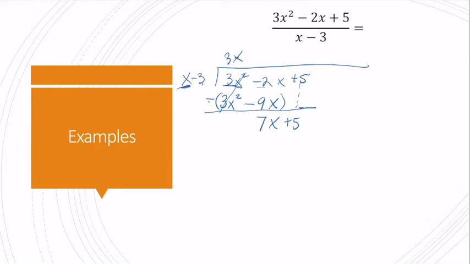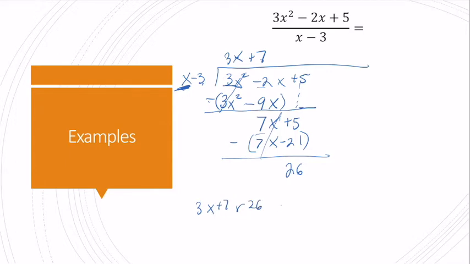So next I look at 7x and I say, okay, what do I multiply x by to make it look like 7x? The answer is going to be 7. 7 times x is 7x. 7 times negative 3 is negative 21. If I'm subtracting this, my first term is always going to cancel out. I have 5 minus a negative 21, so that's 5 plus 21. So I've got a remainder of 26. So I've got 3x plus 7, remainder 26, or 3x plus 7 plus 26 over our divisor, which was x minus 3.